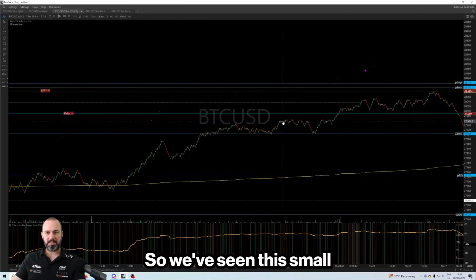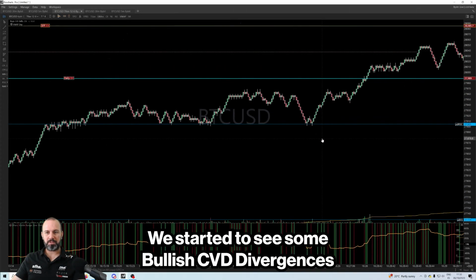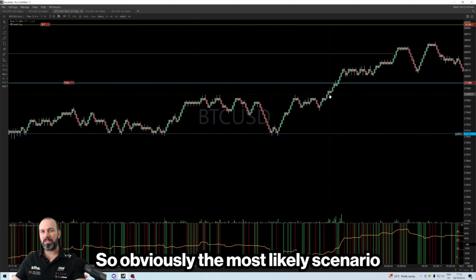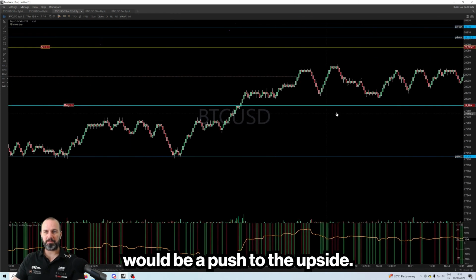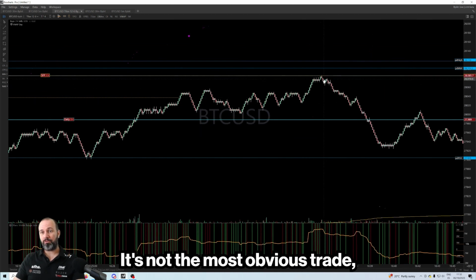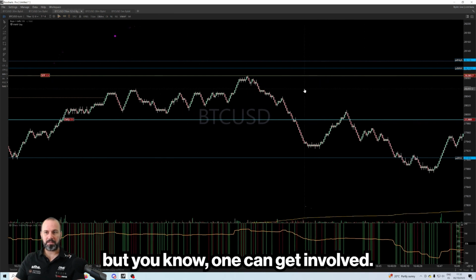So we've seen this small front run. We start to see some bullish CVD divergences forming here. So obviously the most likely scenario would be a push to the upside. The price spent some time here making this high. It's not the most obvious trade, but you know, one could get involved.